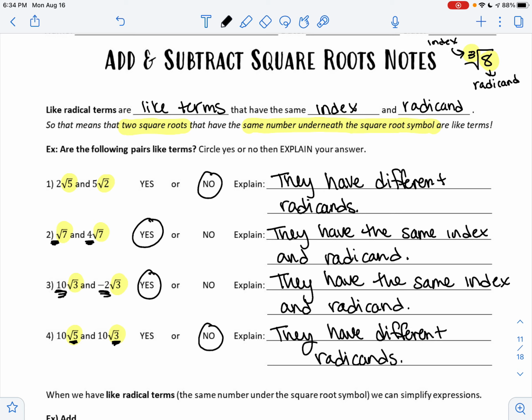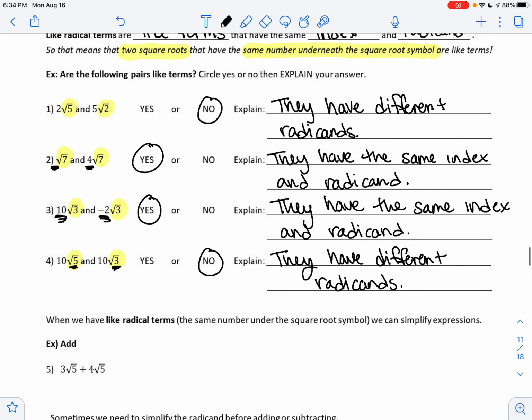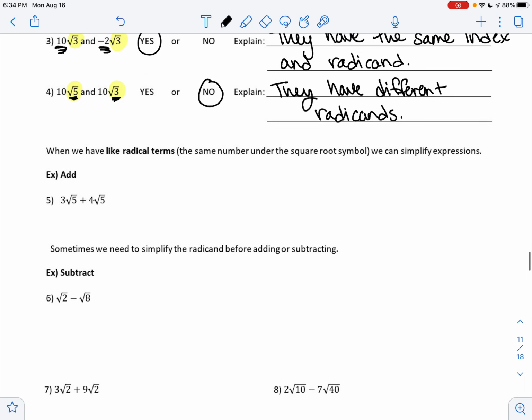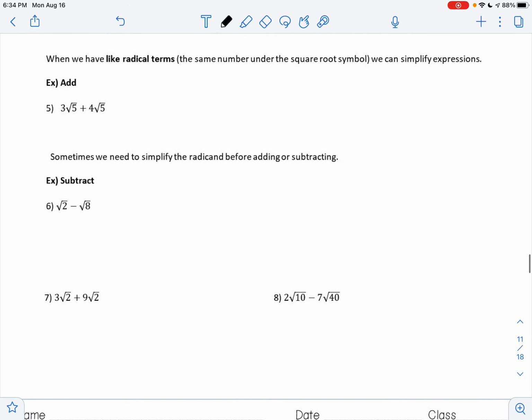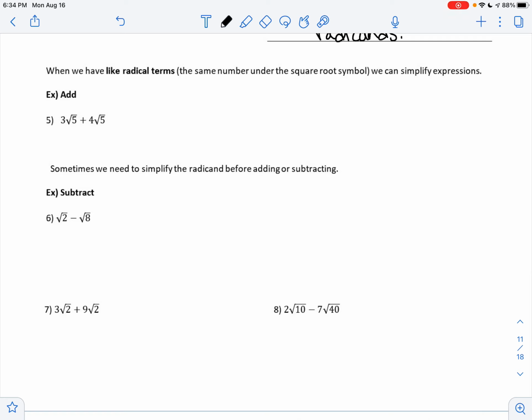When we have like terms, meaning the same number underneath the square root symbol, we can simplify expressions. So on example 5, we want to add 3 square roots of 5 and 4 square roots of 5. These are like terms because they both have the square root of 5. When this happens, we can add the coefficients. 3 plus 4 is 7. So my answer would be 7 square roots of 5.